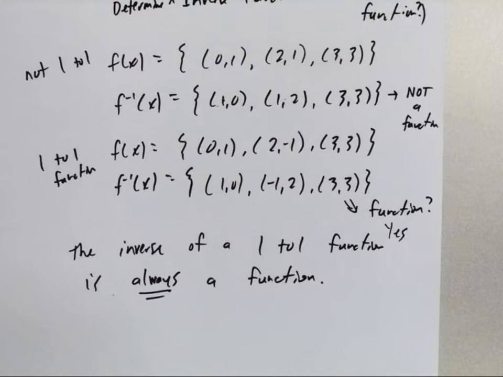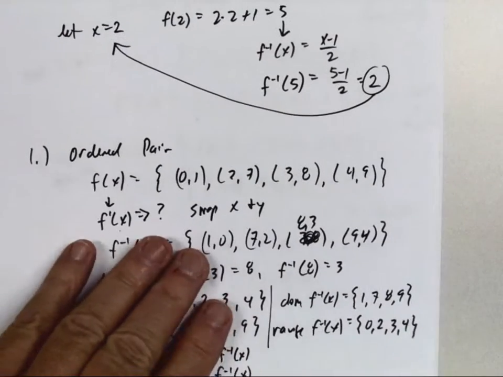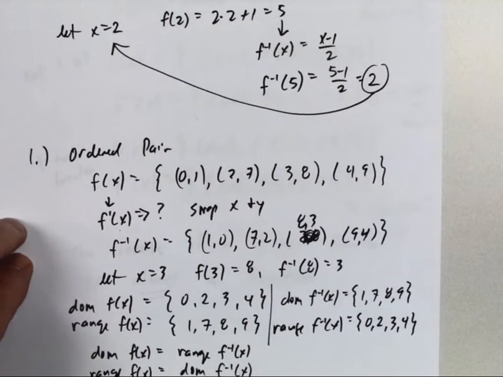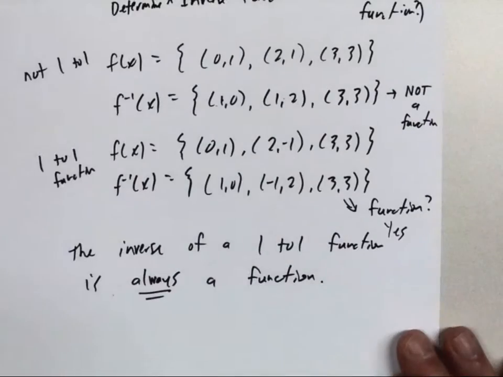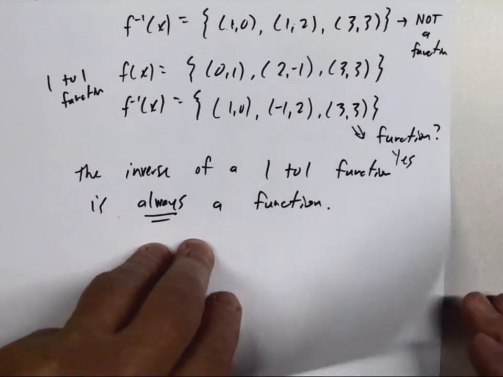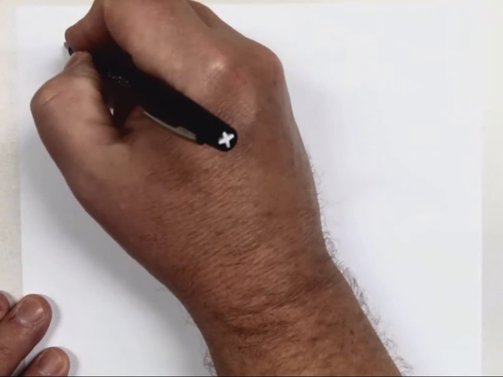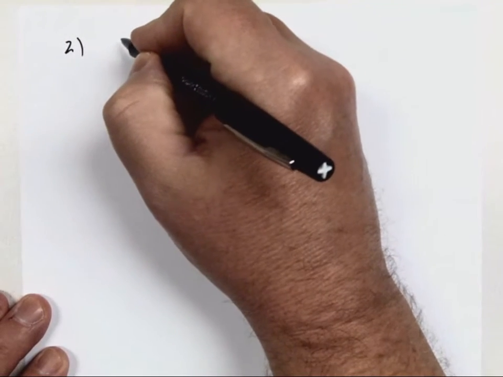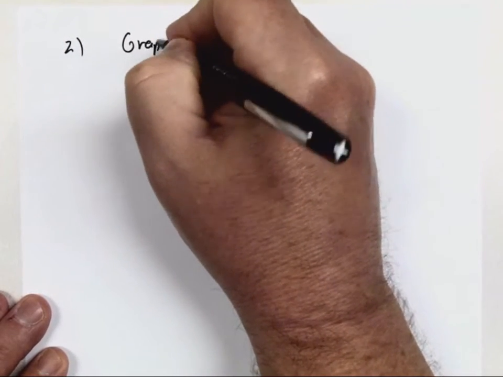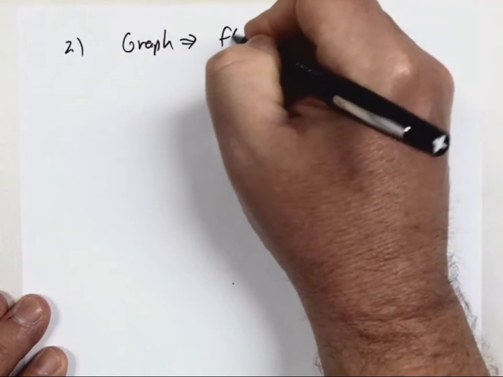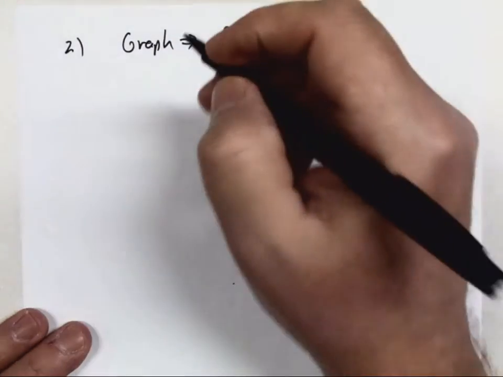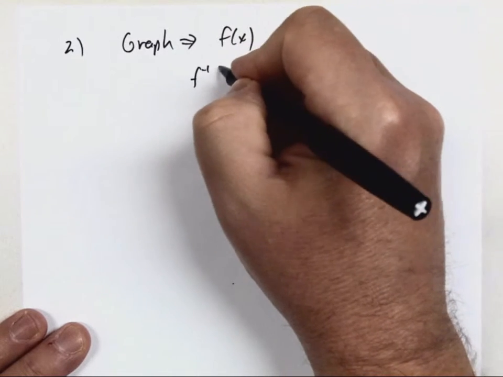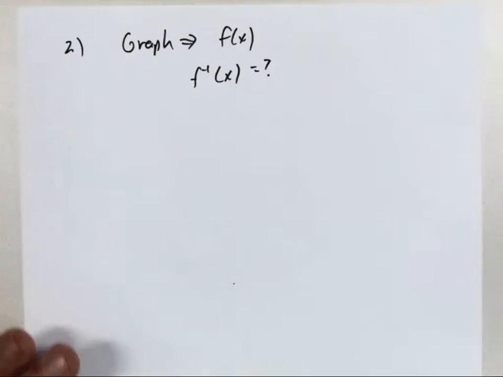So now let me finish out by talking about, we talked about ordered pairs, how to find the inverse function. How do we find the inverse function given a graph? It's not that hard. It's a little tricky at first, but not too bad. So your function's a graph. How do you figure out the inverse function of a graph?